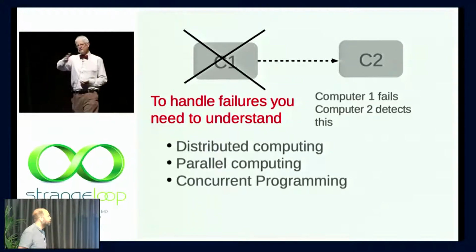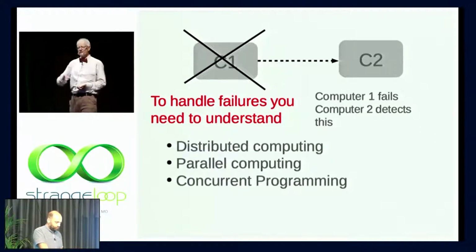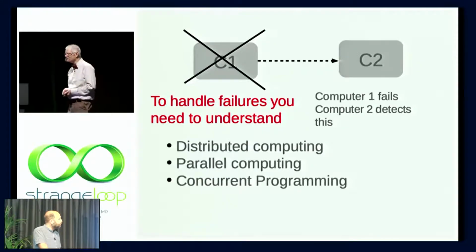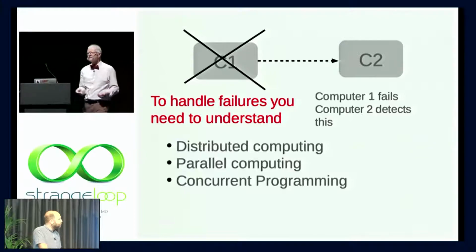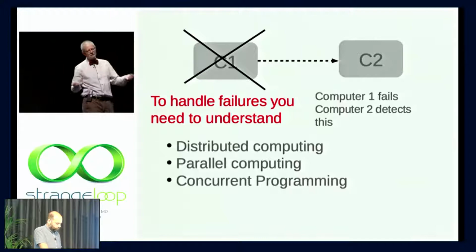If you replicate something over 100 computers, and the chance of one of them failing is 1 in 1,000, then the chance of all 100 failing at the same time is 1 in 1,000 raised to the power of 100. So you can make systems that are almost incredibly reliable, provided you can replicate things and keep them independent.